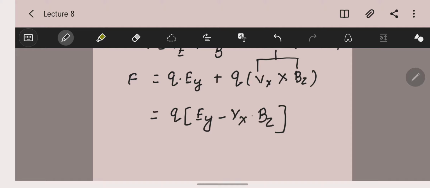Vx into Bz. Now what is happening basically, when we placed the specimen, a p type semiconductor, in the magnetic field, the holes started to move, and because of the magnetic field the path of the hole is going to be deflected, and because of that deflection an electric field is going to be set up in the y direction. And it is very important that the net force acting on the moving hole must be equal to 0.